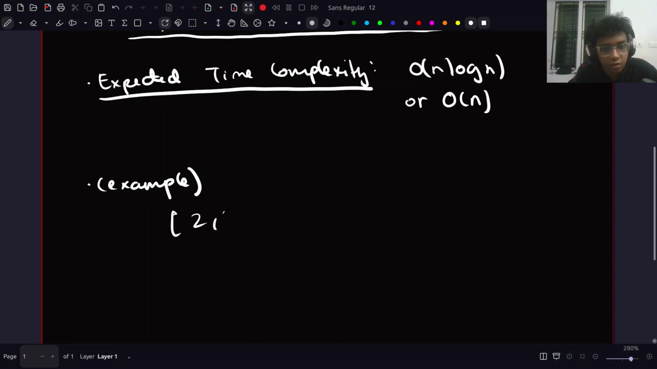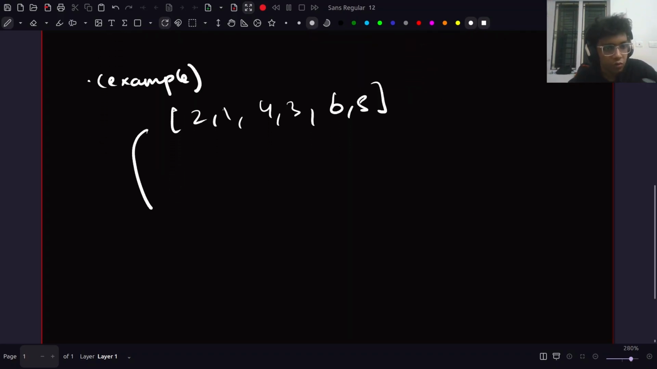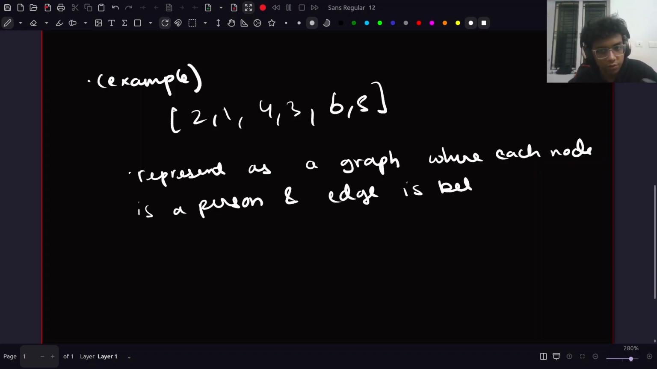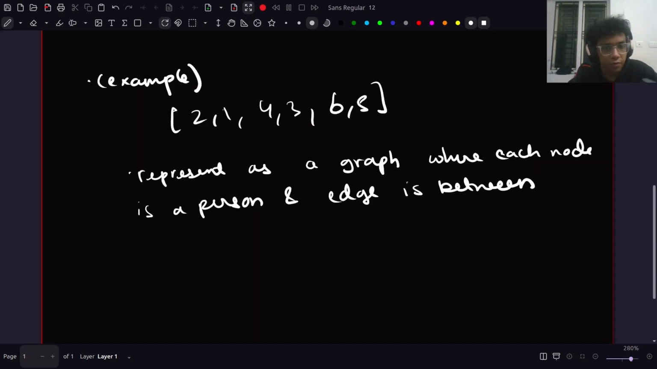The example is 2 1 4 3 6 5. How do we represent this? We're going to represent it as a graph, where each node is a person and an edge is between two neighbors. Between neighbors means they had danced with that particular person as a neighbor. So between every two neighbors there will be an edge.